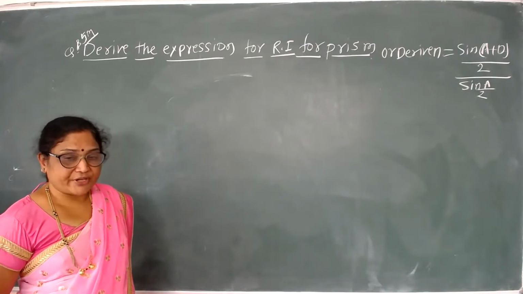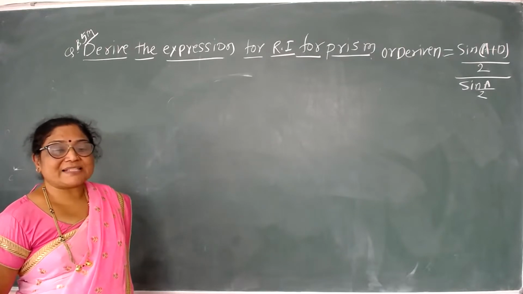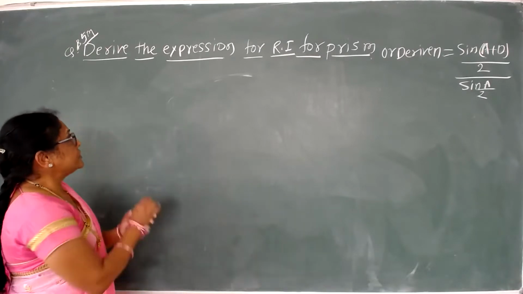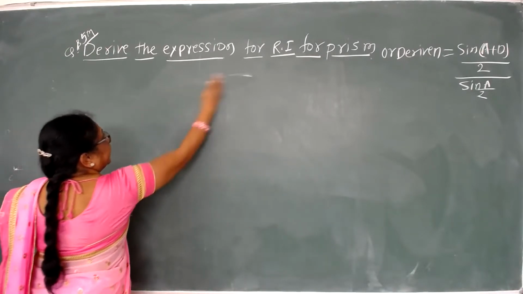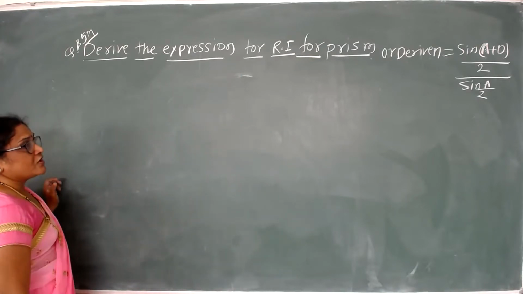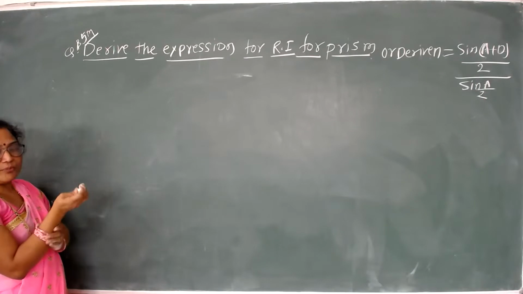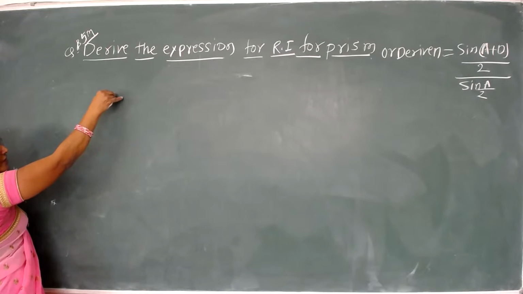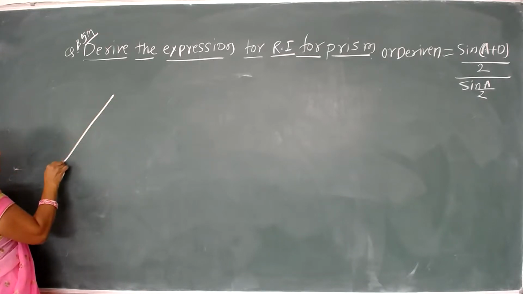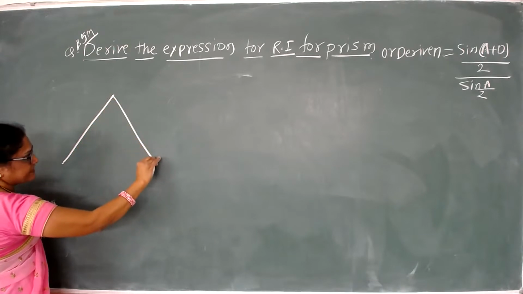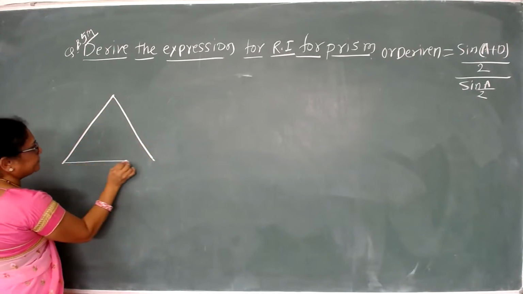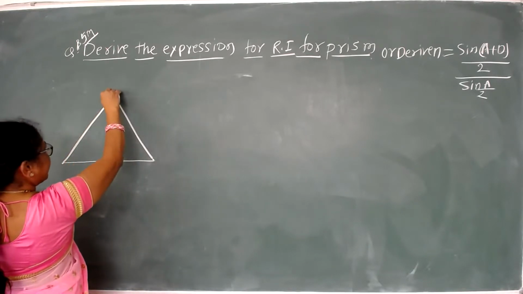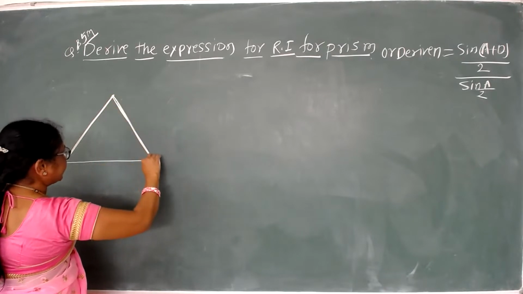To derive this expression, we consider a principal section of a prism. Here is how to draw the figure related to the refractive index of a prism, and how the refraction takes place inside the prism. In the prism there are three sides. Out of the three sides, two sides are refracting surfaces and one side is the base.